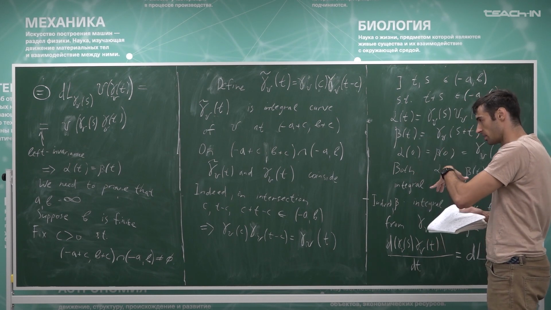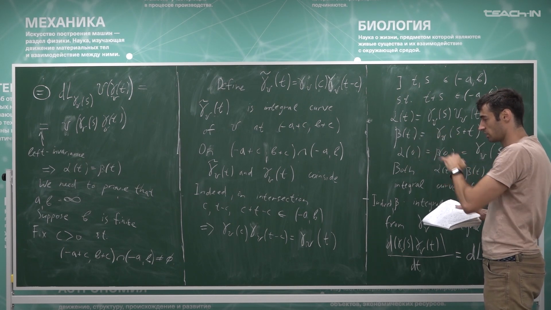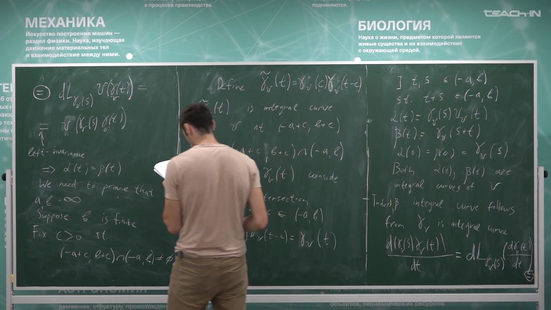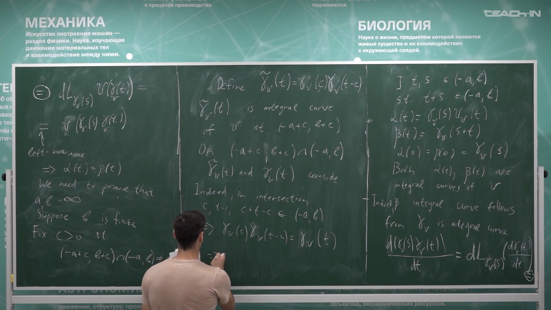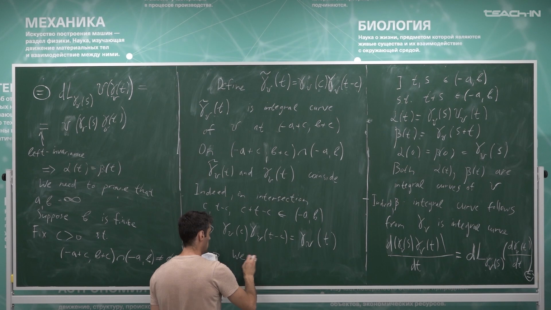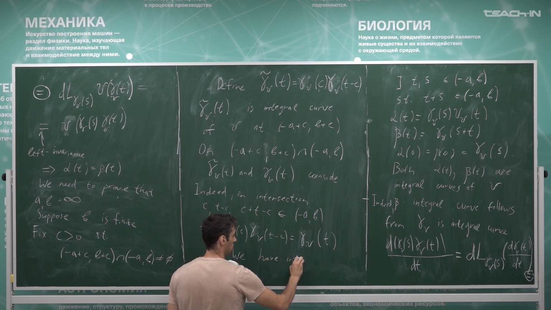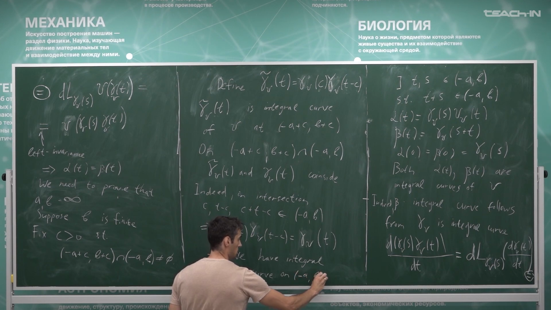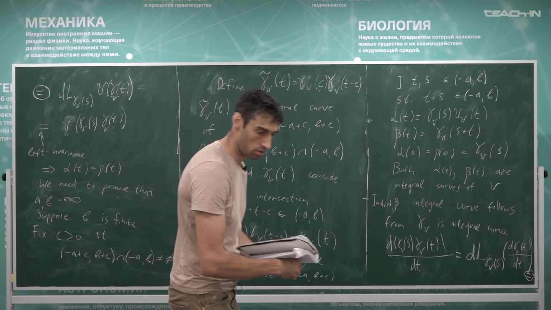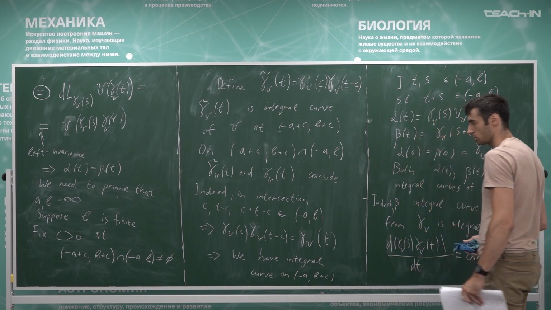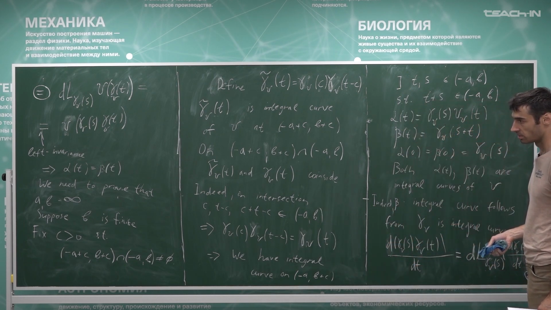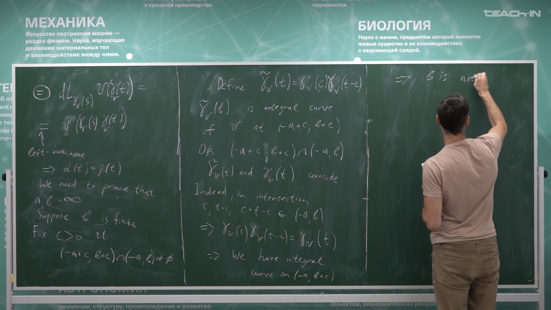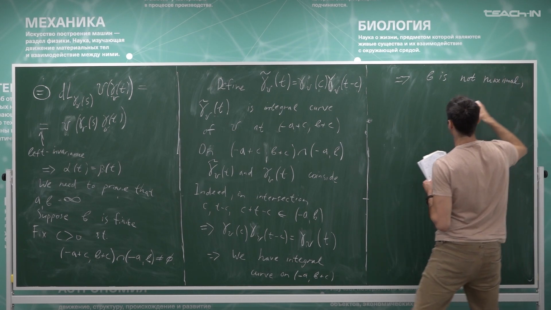So gamma tilde of t is an integral curve on one interval, which is shifted a little bit. Gamma v of t is an integral curve on the initial interval, and they coincide. Therefore we constructed the integral curve on the union, which is negative a, b plus c. So then b is not maximal, as we assumed in the beginning, and therefore it is a contradiction. So b is not maximal, which is a contradiction.